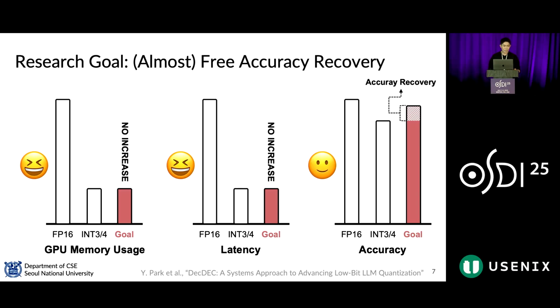And our goal is like this. We want to recover accuracy loss from quantization. And we wanted to achieve this without sacrificing the two key benefits of quantization, which are reduced GPU memory consumption and lower latency. This might sound too good to be true. As you know, in engineering, there's no free lunch. To gain something, we have to pay something.